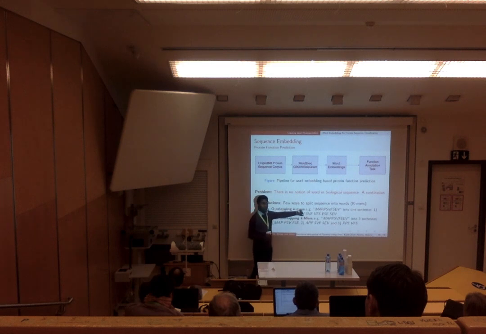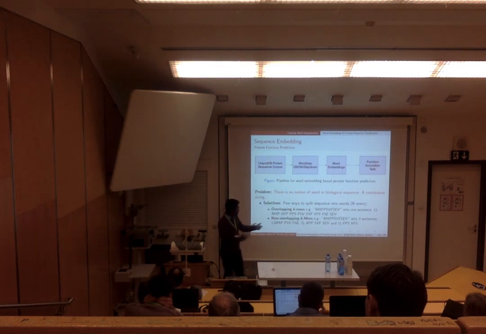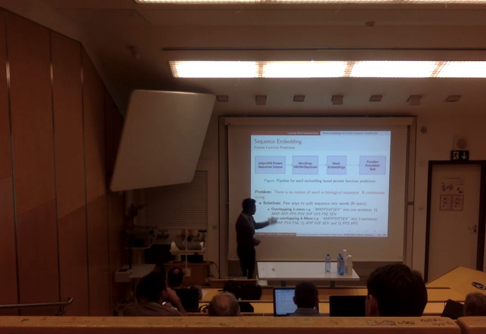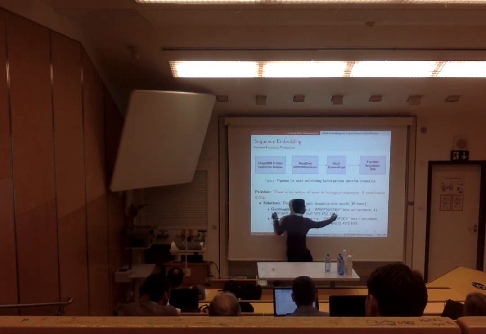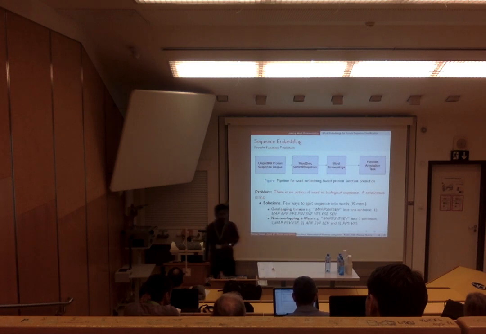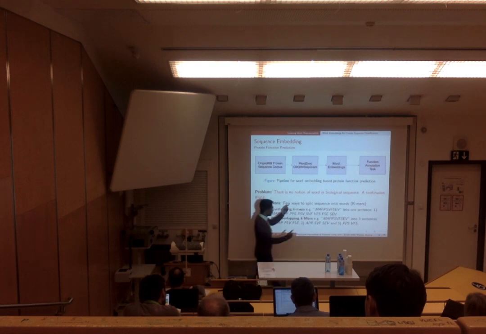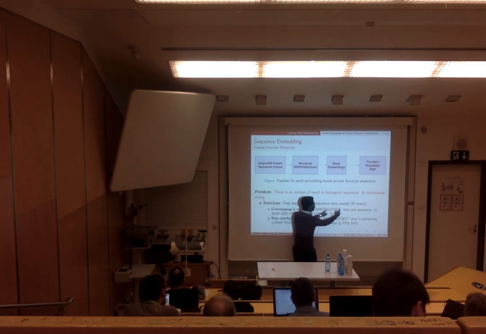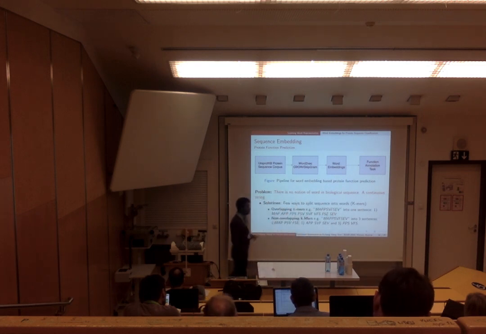One is overlapping k-mers. These words are k-mers, so k number of subsequent characters constituting the words. So you have a sequence, and you divide it into k-mers, and you have this sentence, and you embed these smaller k-mers. There can be non-overlapping. In case of overlapping, you have a window and you move that window to get your k-mers. And for non-overlapping, there is no window.